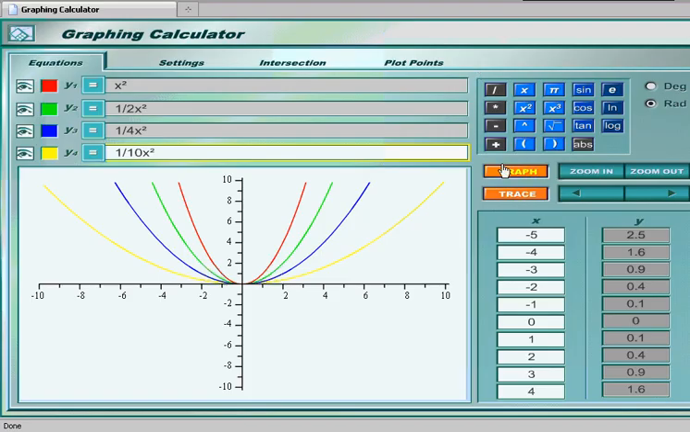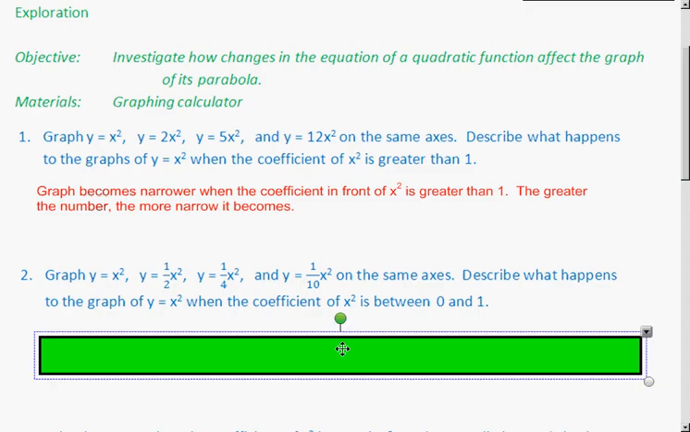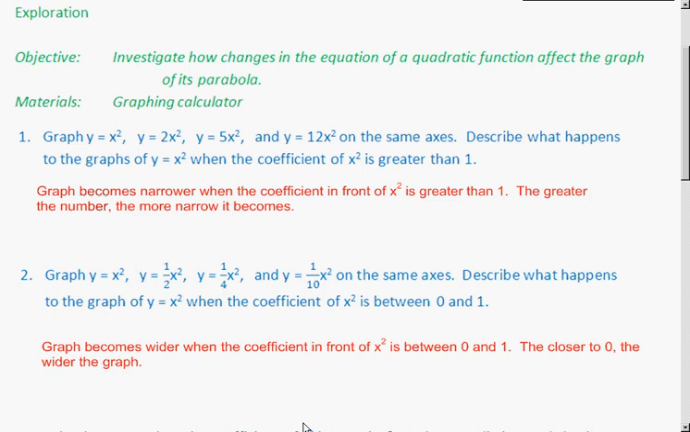I have my 4 graphs input in. I'm going to go ahead and graph. And we see what's happened here. Compared to y equals x squared, look what happens when the values of a get closer to 0. The closer it is to 0, the wider the graph gets. So we can go ahead, flip back, and input that into 2. The graph becomes wider when the coefficient in front of x squared is between 0 and 1. The closer to 0, the wider the graph.